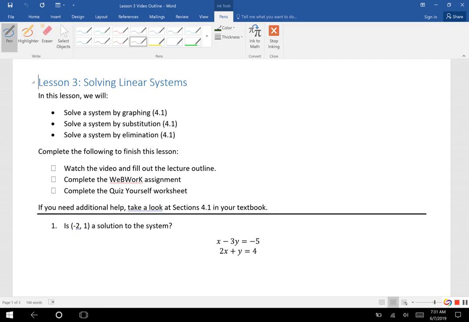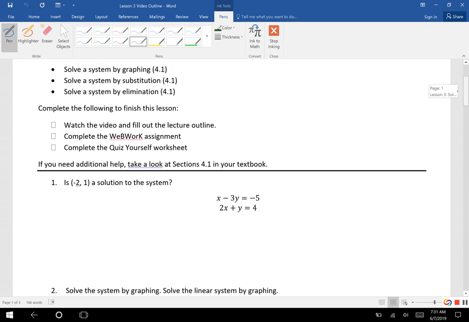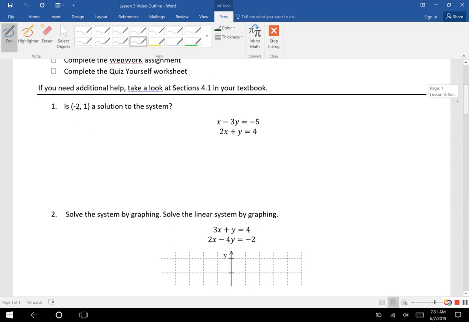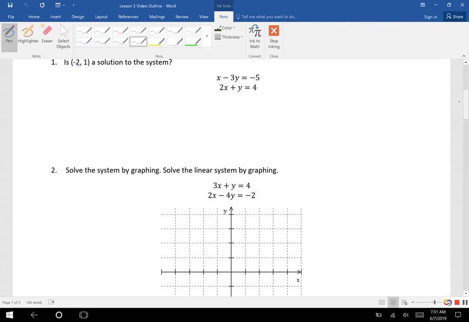In today's lesson, we're going to talk about solving linear systems. A linear system is simply more than one, usually two, linear equations, or equations of lines. We're going to talk about three different methods that can be used to solve these systems. Before we do that, let's talk about what it actually means to find the solution of a system.